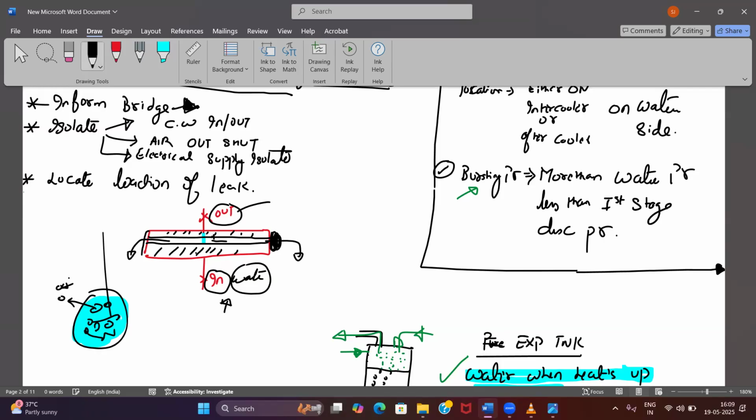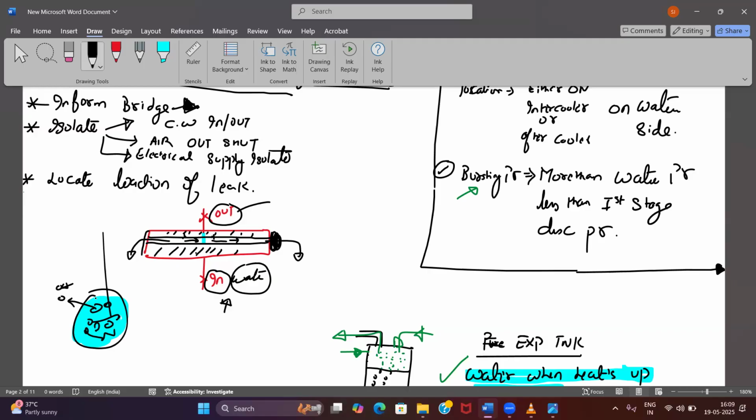That means because air will be passing, no? If a leak is there, water will start to enter. So this air will get pressurized. What will it do? It will inflate your soap solution, and a bubble will be created. Agreed?